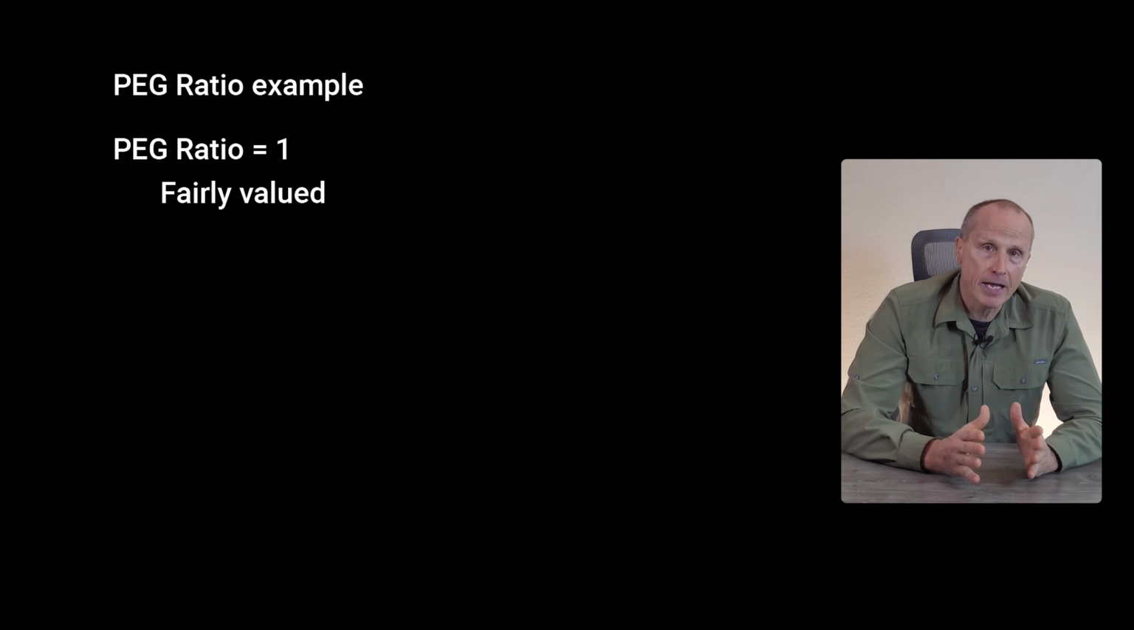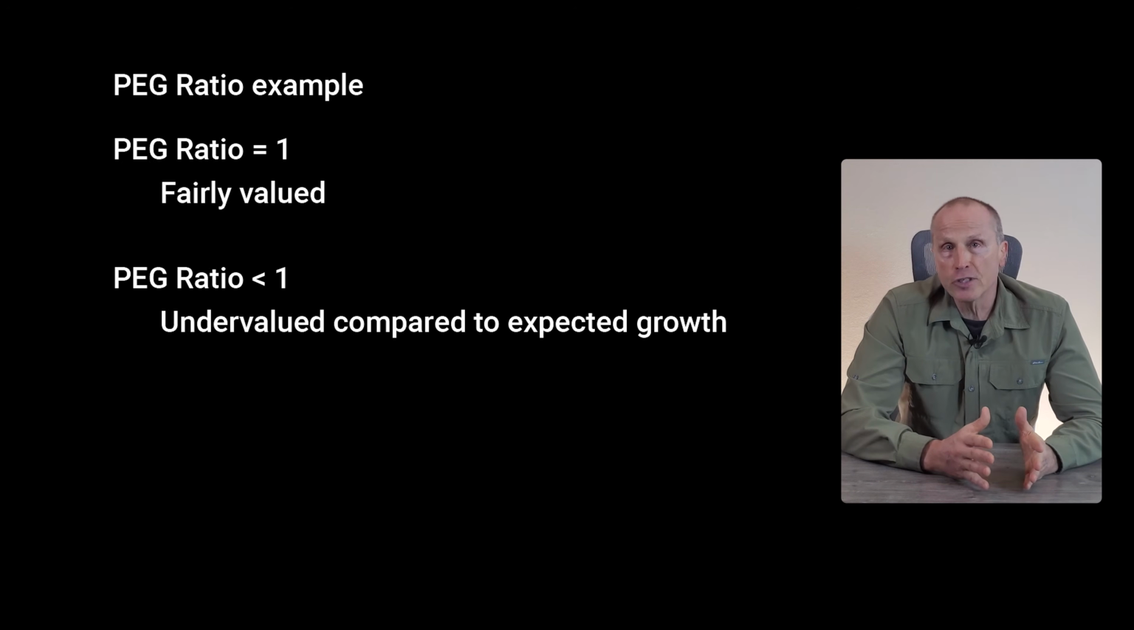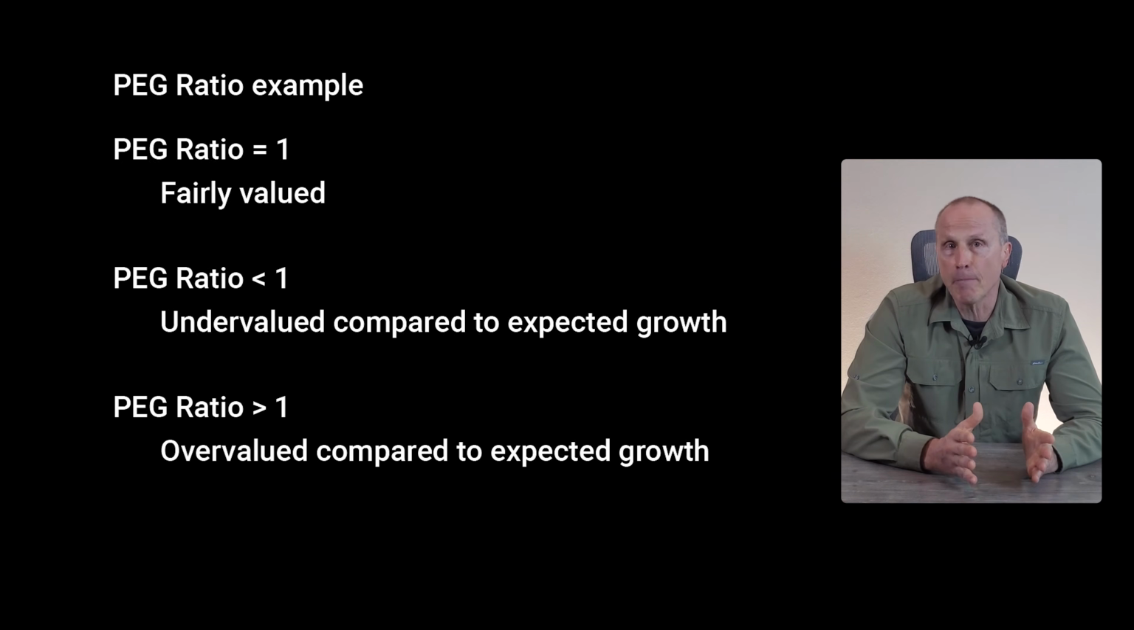If a stock has a PEG ratio of 1, that suggests that it's fairly valued. Its price is in line with its expected growth. If the PEG ratio is less than 1, that usually is a good thing. It suggests a stock might be undervalued because its price is low compared to how fast it's expected to grow. Now, if the PEG ratio is greater than 1, it means the stock might be overvalued. You're paying more for the stock than its expected growth justifies. That doesn't automatically mean it's a bad investment, but it does mean you should take a closer look before jumping in.